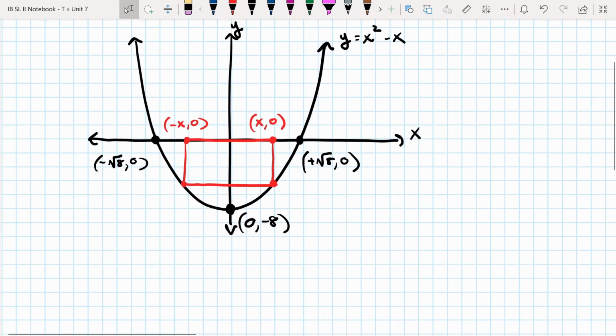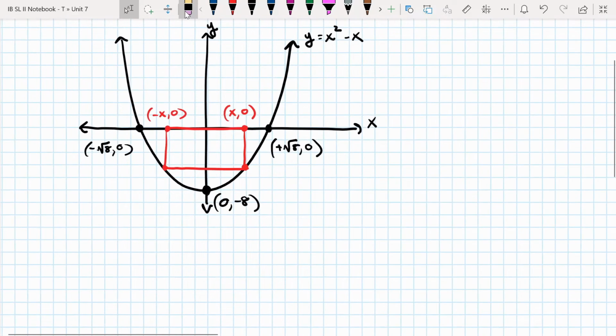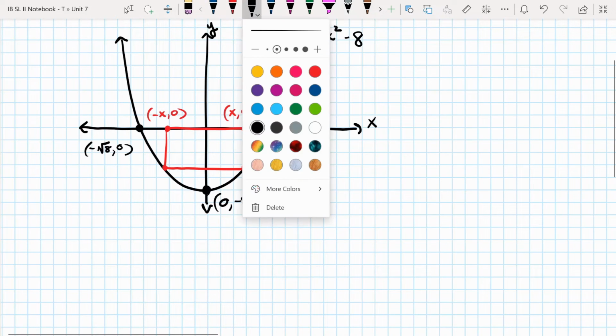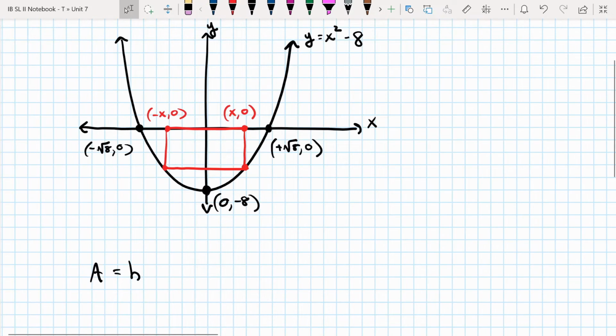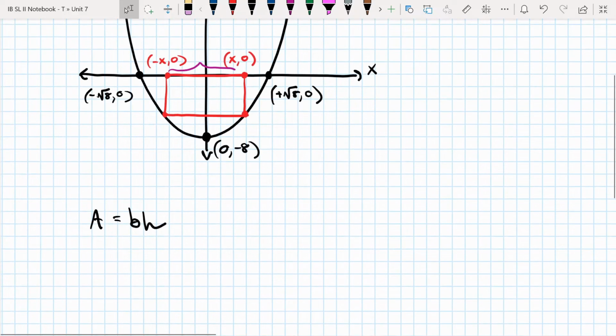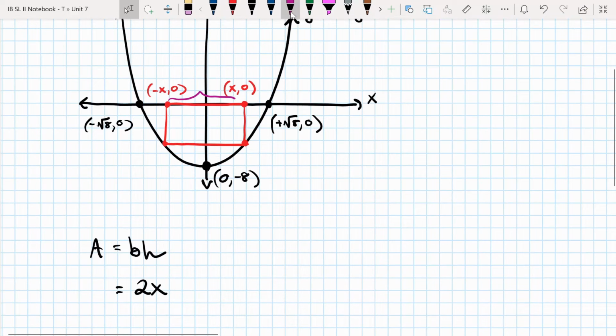Okay, so the area of this rectangle. This right here, sorry, is x squared minus 8. The area of this rectangle is equal to the base times the height. Well, the base is going to be this first distance here. And that's going to be, if we're doing the distance from negative x to 0 and then the distance from 0 to x, the base is going to be 2x. All right, and then the height is this value here.